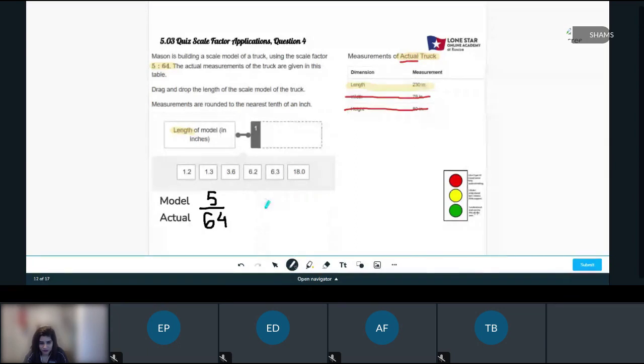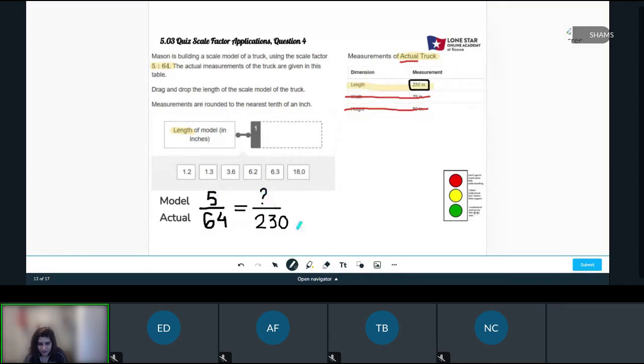So where will I put the actual length of 230? Will I put it in the numerator or the denominator? At the bottom. Very good, Nina. Why did you decide to put it in the denominator? Because actual goes at the bottom. Excellent. Absolutely correct. And then the top number is missing.